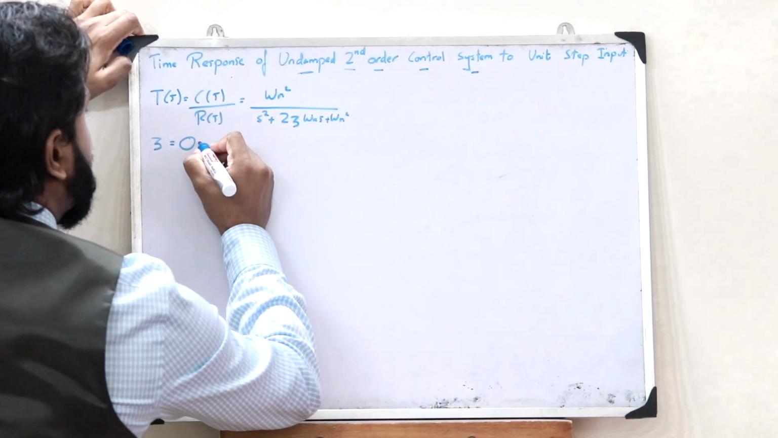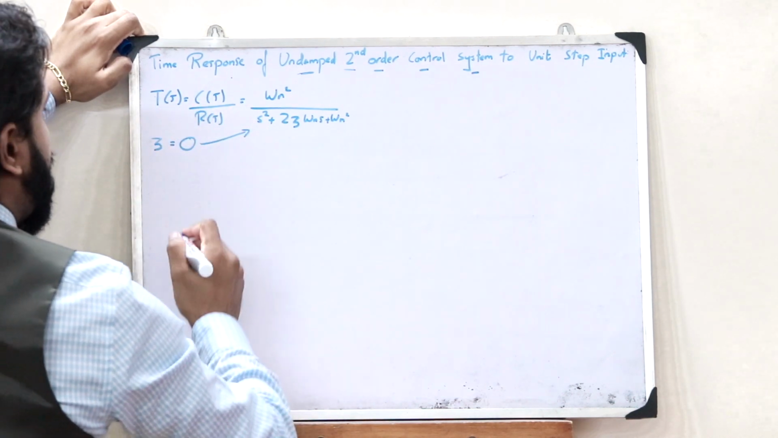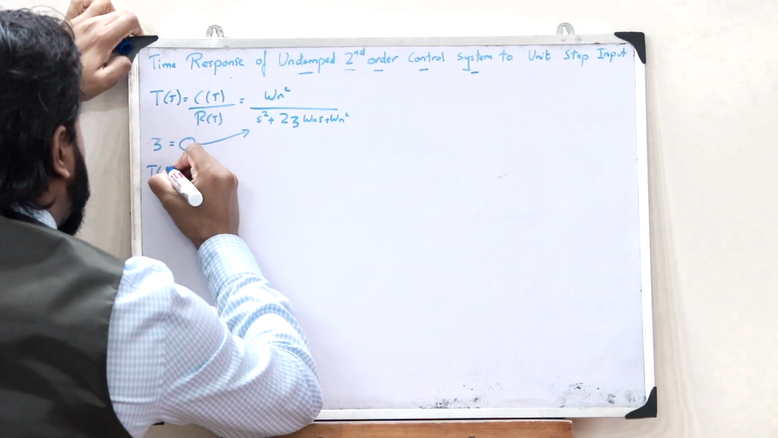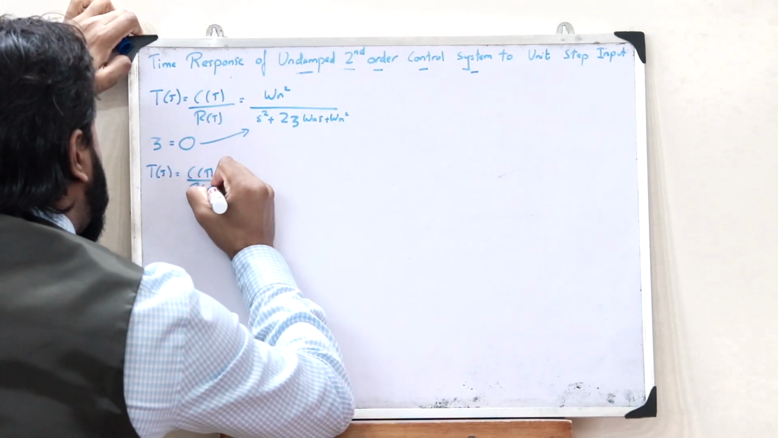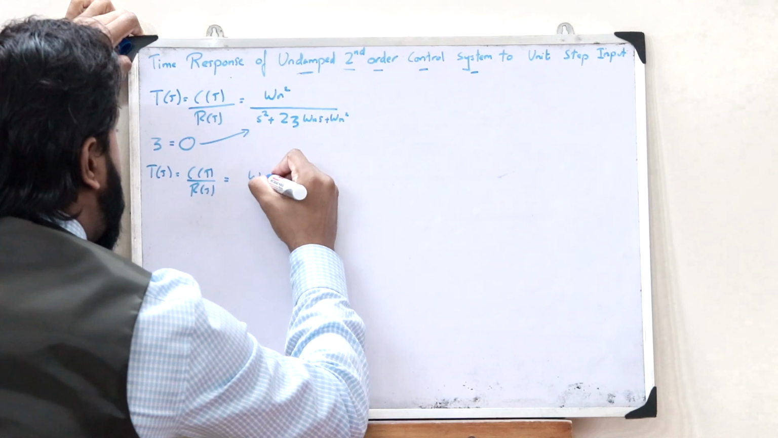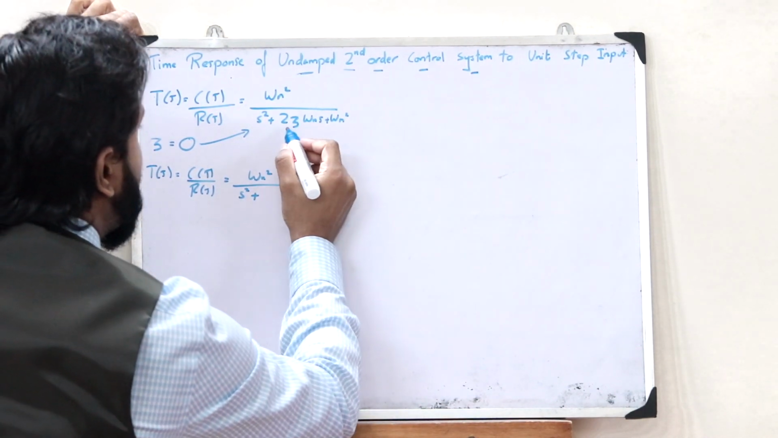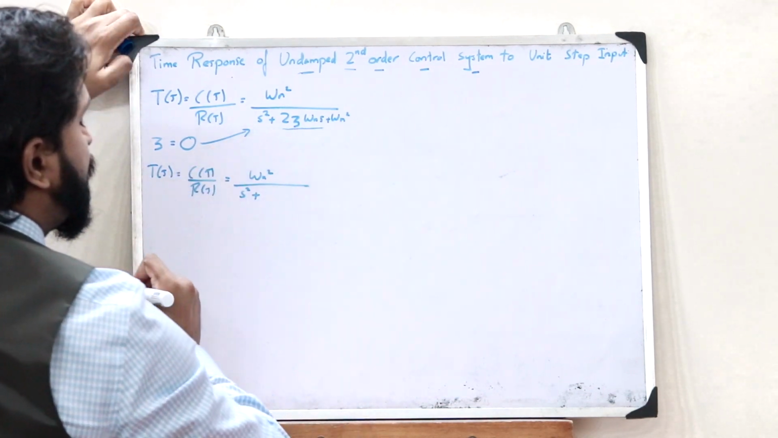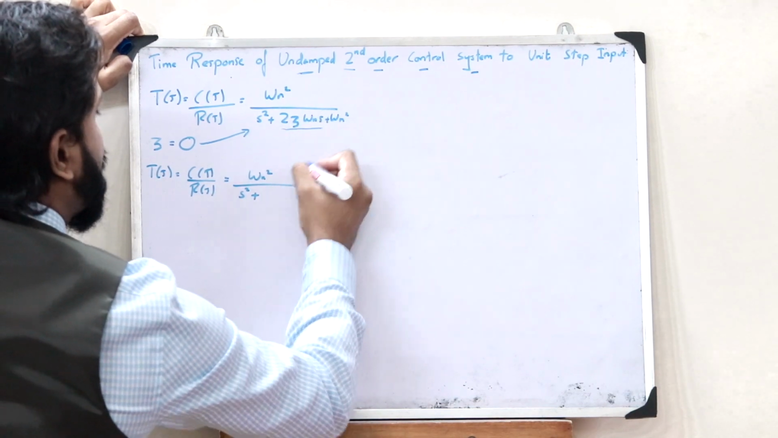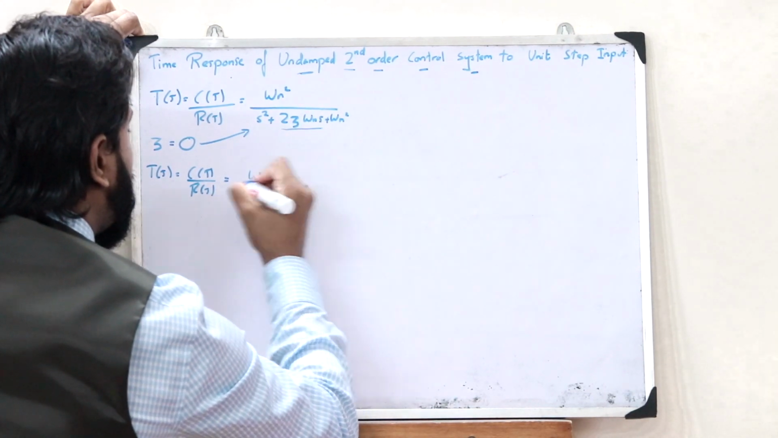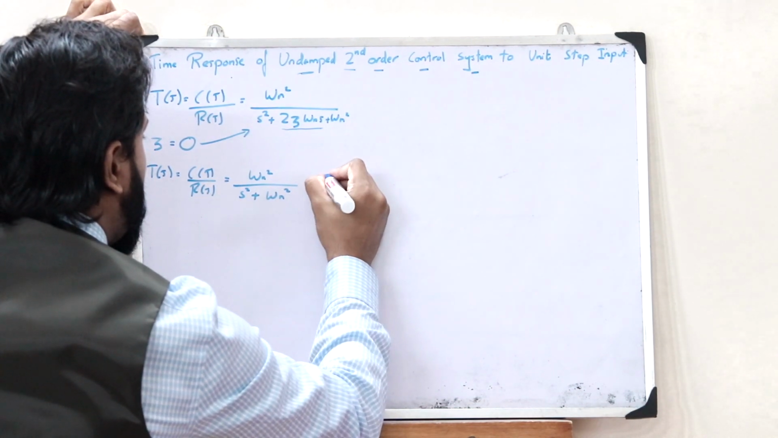So now upon substituting zeta equal to 0 in this particular equation, we would now get the transfer function T(S) = C(S)/R(S), which is equal to omega_n squared divided by S squared plus, here when zeta is equal to 0, this term becomes 0. So therefore S squared plus 0 plus omega_n squared. So let us now take this as equation number 1.